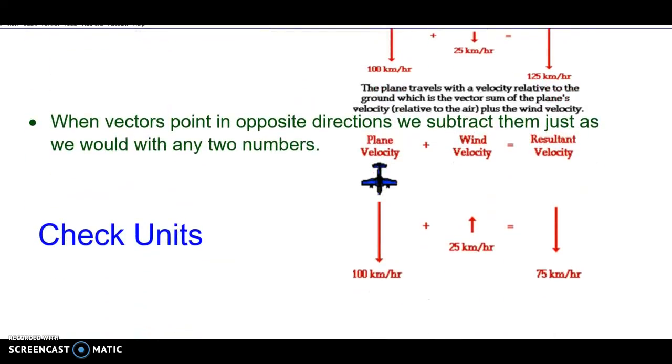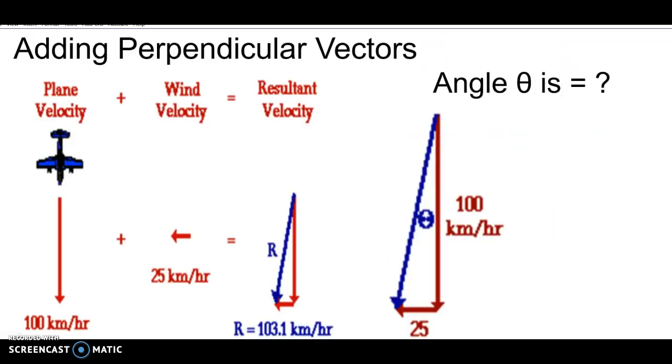Pretty easy. Now, let's say that they go in opposite directions. Like, you could think of going upstream, right? So here's another example. It says, when vectors point in opposite directions, we actually subtract them, just like we would any two numbers. So here's the plane velocity. The wind's going against the plane. So the resultant velocity would be 75 kilometers per hour. Note, and this is true always, and especially in any application problem, you always want to check for units. You always want to make sure you have the same units when these scenarios exist, because sometimes you'll be given different ones to just challenge you more.